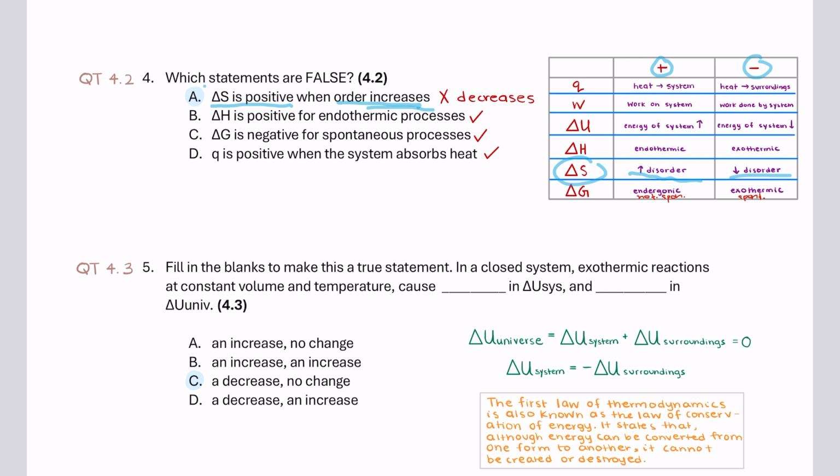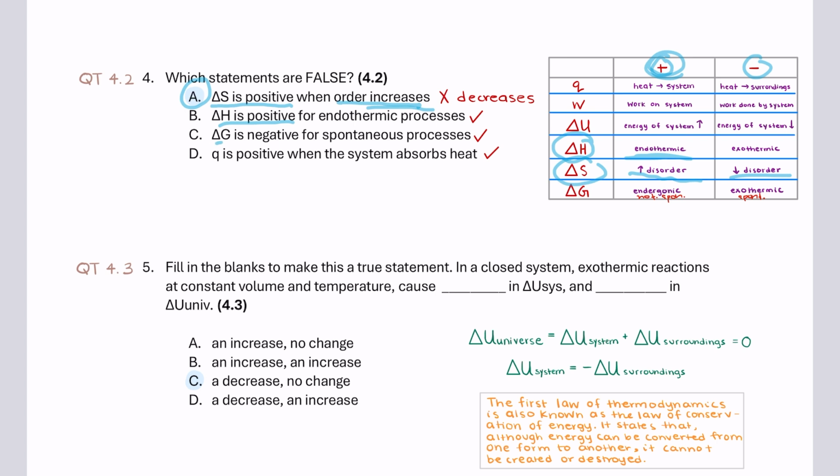So 4 is A. But we're still going to work through B, C, and D. B says delta H is positive for an endothermic process. Delta H represents enthalpy, or the heat content of a system. In an endothermic process, the system absorbs heat from the surroundings. That means energy is entering the system, so the enthalpy increases. And a positive delta H indicates heat is flowing into the system. So this statement is true.